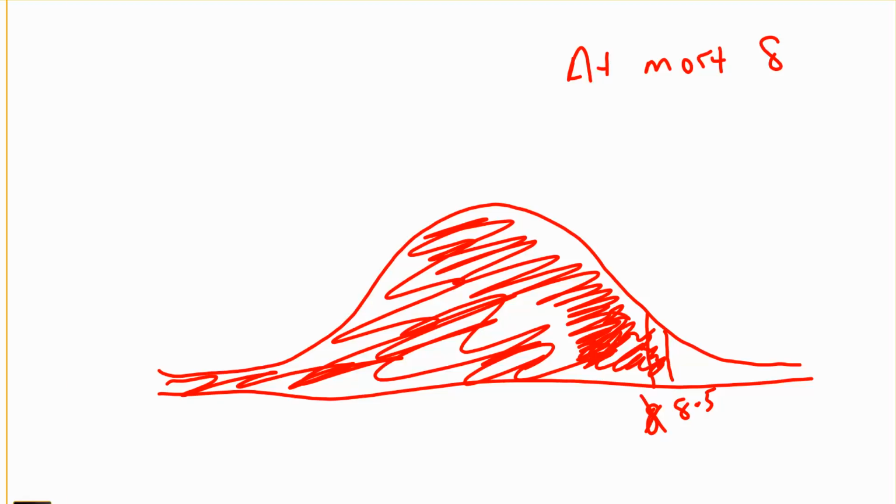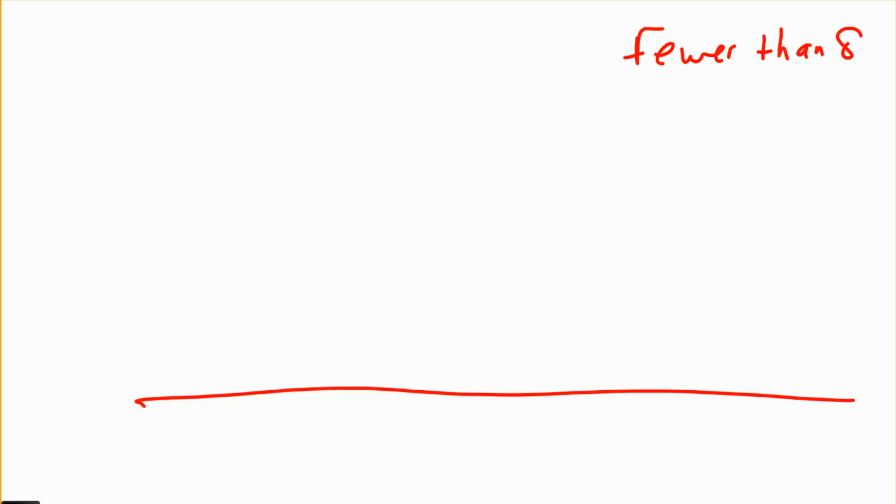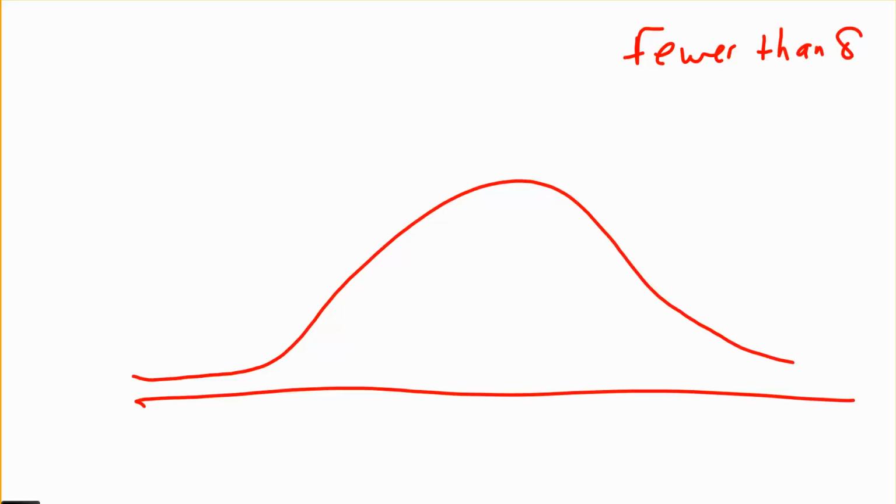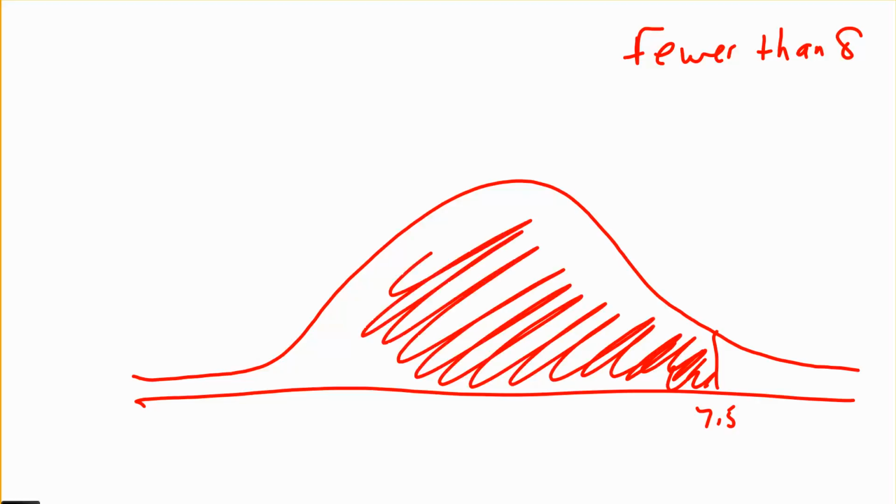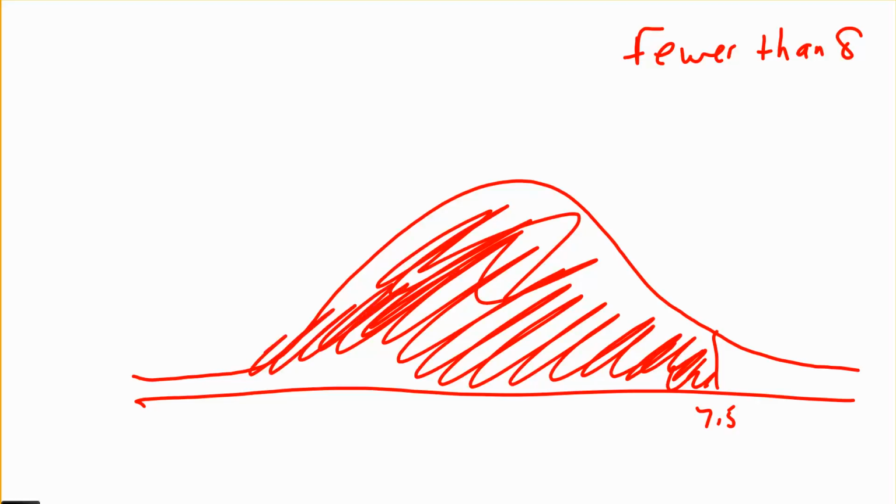If the phrase were fewer than 8, now we're not going to include 8. We want everything left and not including 8. So instead of using 8, we're going to use 7.5 because we want everything left and we don't include 8. So fewer than 8, this would be the picture of fewer than 8 using 7.5 as our x value.